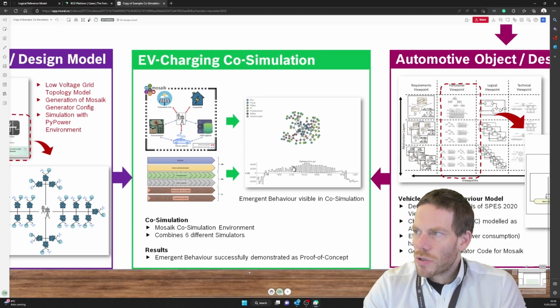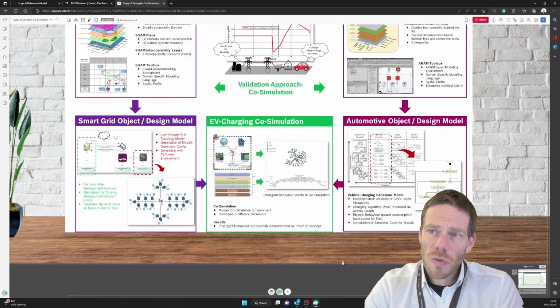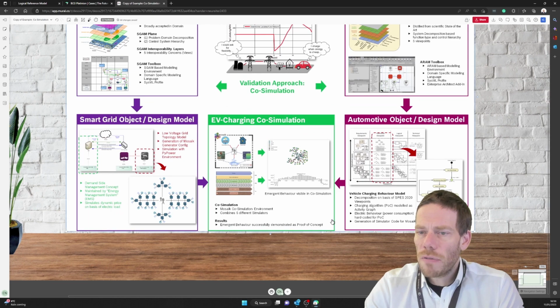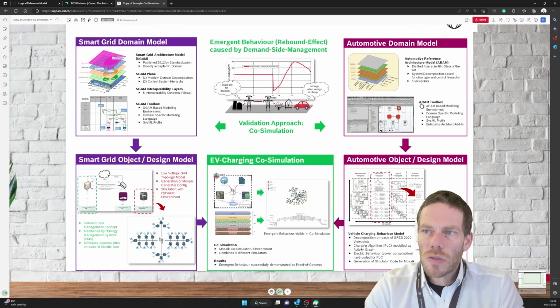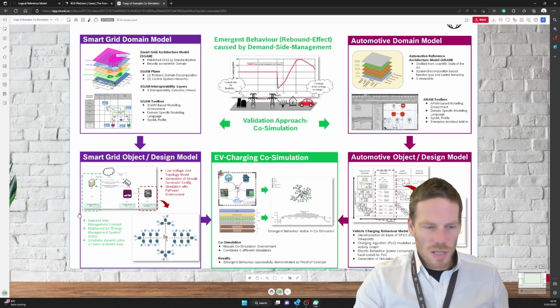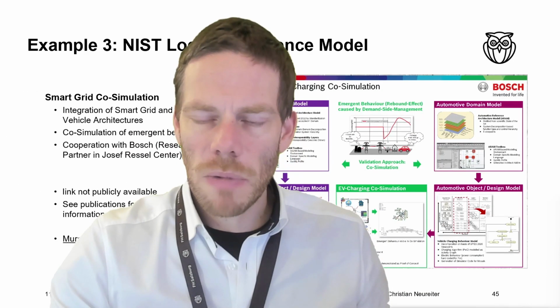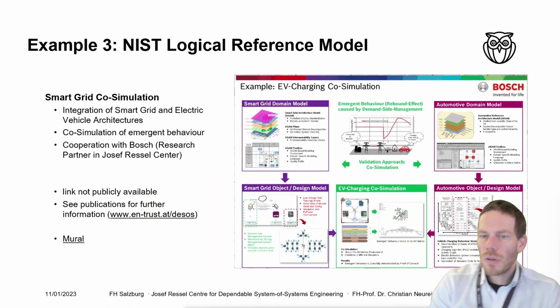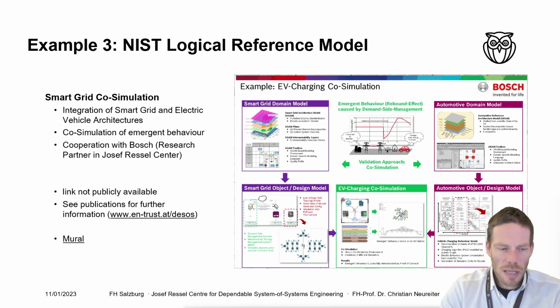So that is one of our research focus aspects here, to demonstrate how such models can be used to investigate emergent behavior, as we can see in systems of systems here. Okay, so again, this is just a brief outlook. If you want to learn more, you're more than welcome to take a look at our publications, and there you will find more of this theory background. And as mentioned, this is an outcome of our research cooperation with Bosch under the umbrella of our Josef Ressel Center.